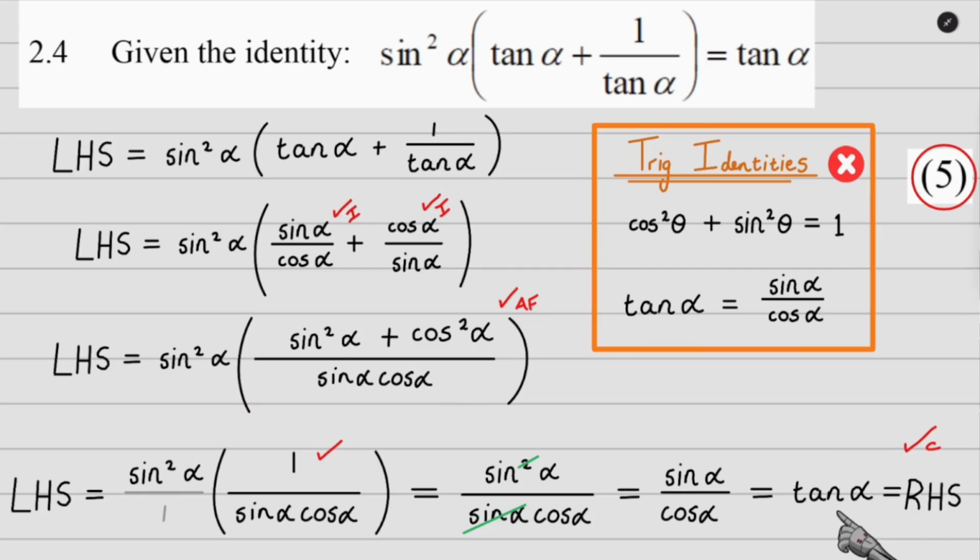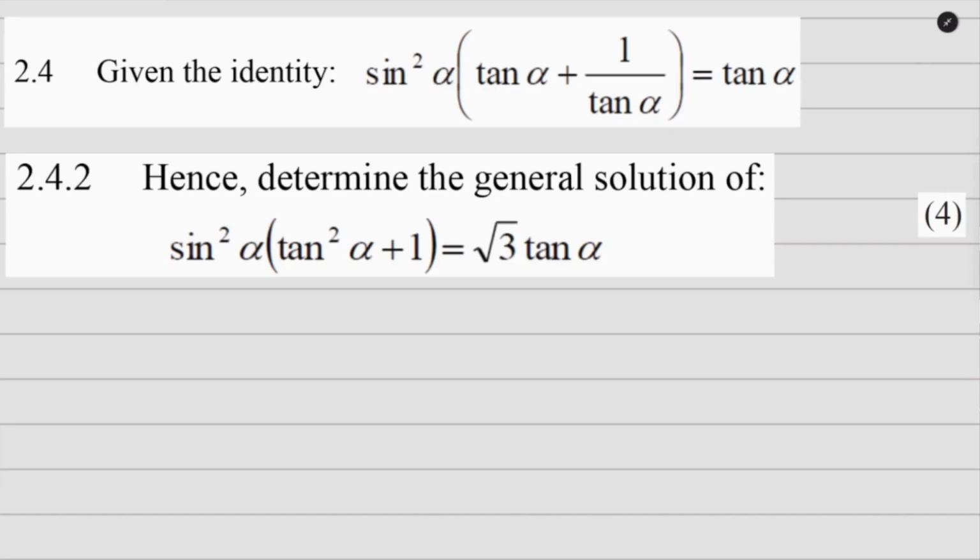And just a small note on your conclusion here, you've got to say equals RHS. So we've got to prove the left hand side is equal to the right hand side to adequately prove an identity. And rounding out question 2, it says hence determine the general solution of this weird thing.